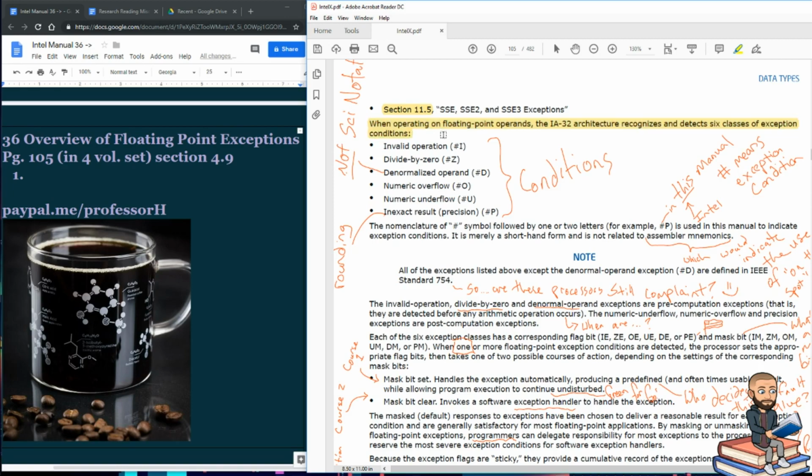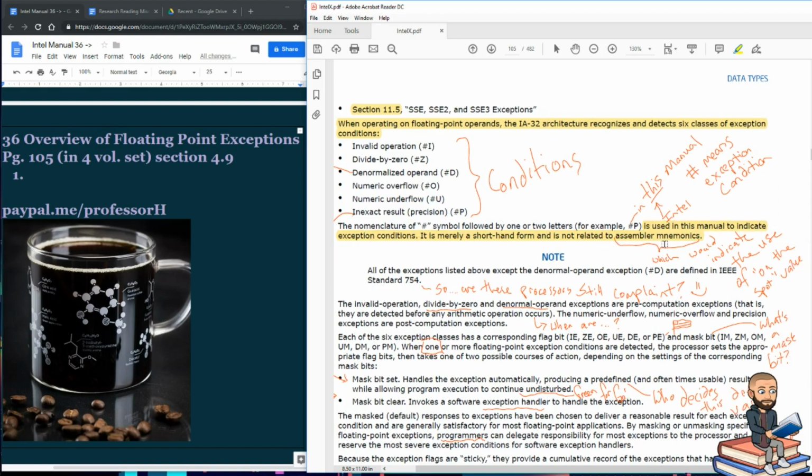So here's all our conditions. It says that the nomenclature of a hashtag or pound sign, number symbol, whatever you want to call that, followed by 1 or 2 letters, for example, hashtag P, is used in this manual to indicate exception conditions. It is merely a shorthand form and is not related to assembler mnemonics.